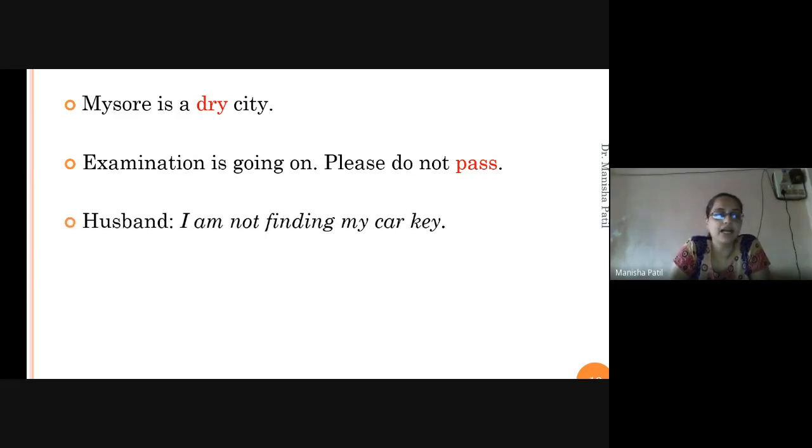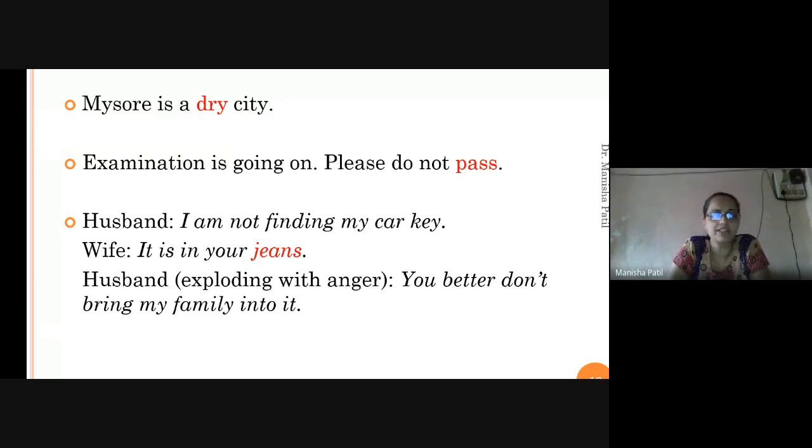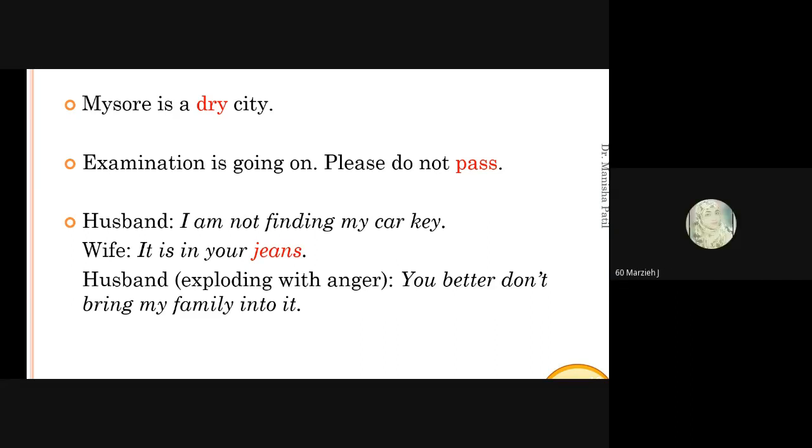Then, see this one. Husband, I am not finding my car key. Wife, it is in your genes. Husband, exploding with anger, you better don't bring my family into it. Understood? There are two genes. One is J-E-A-N-S, that is a type of cloth that you wear. And the other one is G-E-N-E-S, genes, of which your DNA is made. Have you got the joke? Yes, ma'am. Very good.